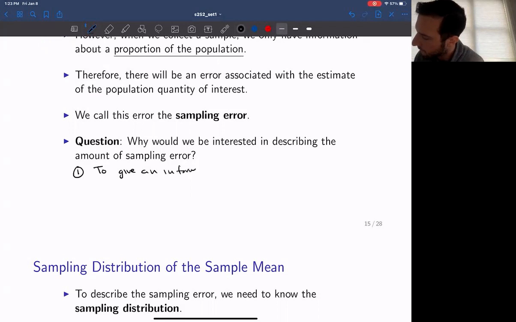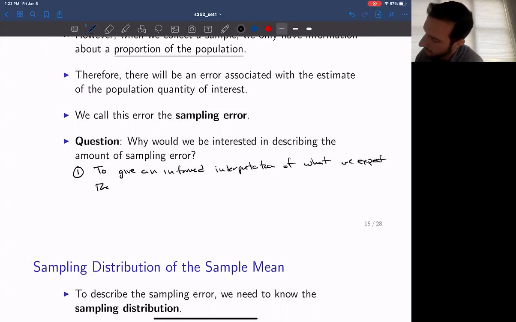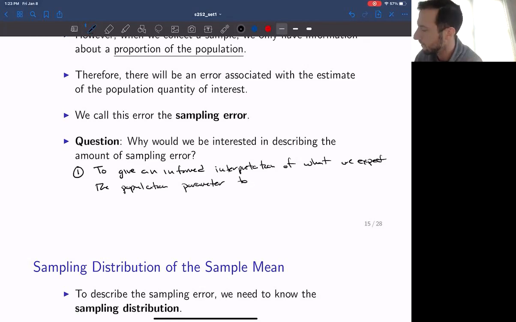So to give an informed interpretation of what we expect the population parameter to, I'll just write to be, though I'm not crazy on that particular phrasing.